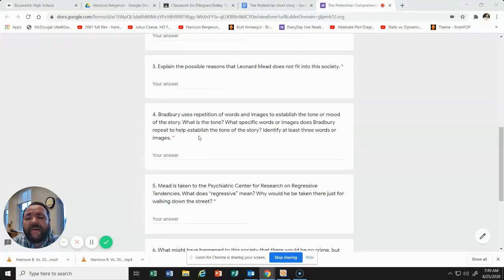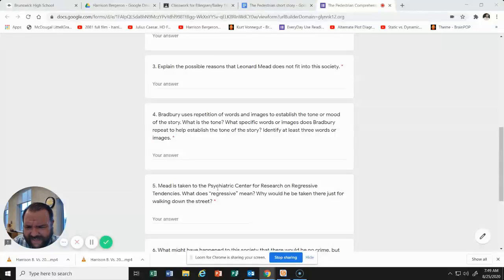Number four, Bradbury uses repetition of words. So that's saying the same word over and over again to make a point. What is his tone? Guys, tone is how the author is trying to make you feel. Like if a teacher yells at you, that's their tone of voice. An author can't yell at you, so they use specific words. What sort of words does he repeat over and over again? Try to pick at least three words or things that you see in your mind when you're reading. Again, this is your only assignment today, so please don't give me one or two words. I'm not going to be able to give you full credit.